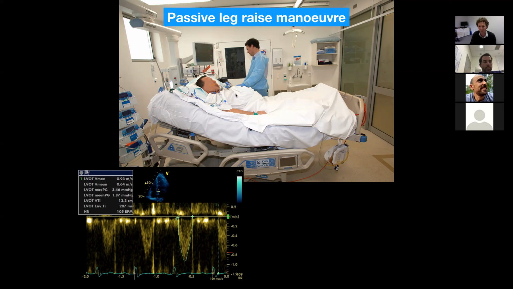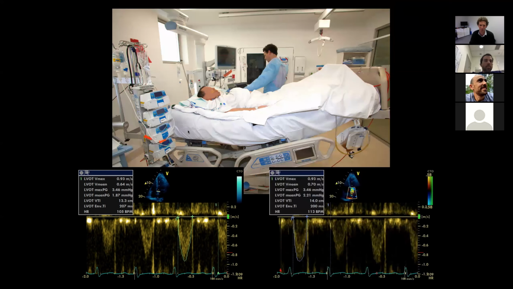Then you can do the passive leg raising maneuver. If you've got the bed at say 30 degrees with their legs flat, you then move them so the head of the bed is flat and their legs are ideally 45 degrees up. With the Hill-Rom beds, I find that quite tricky, so I often just tilt the bed a little bit as well. Here we can see someone's VTI went from 13 to 14, so I did not see that massive increase of 20%, so I'd say this guy is not fluid responsive.